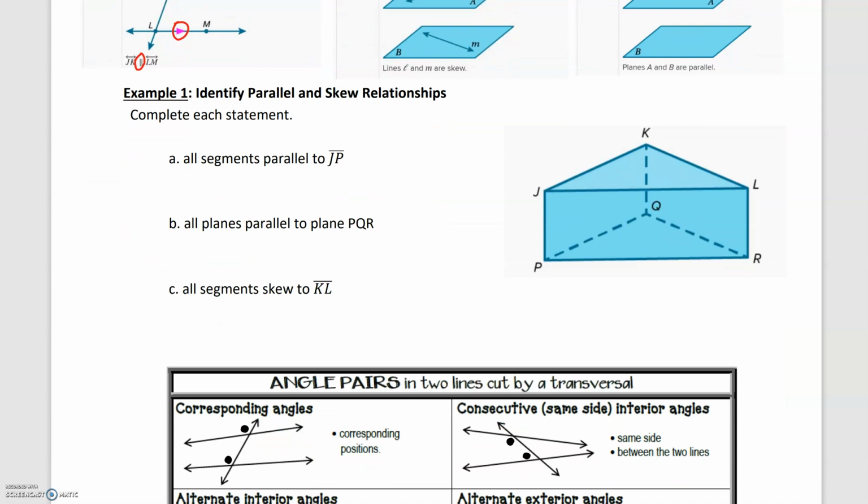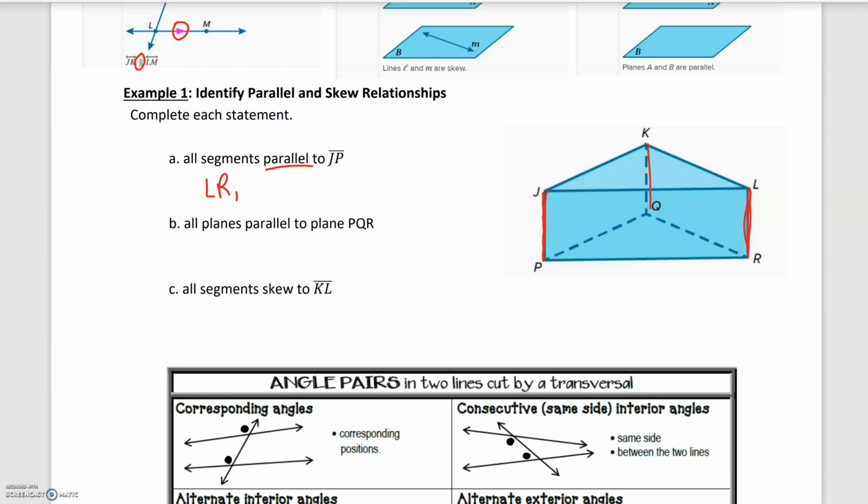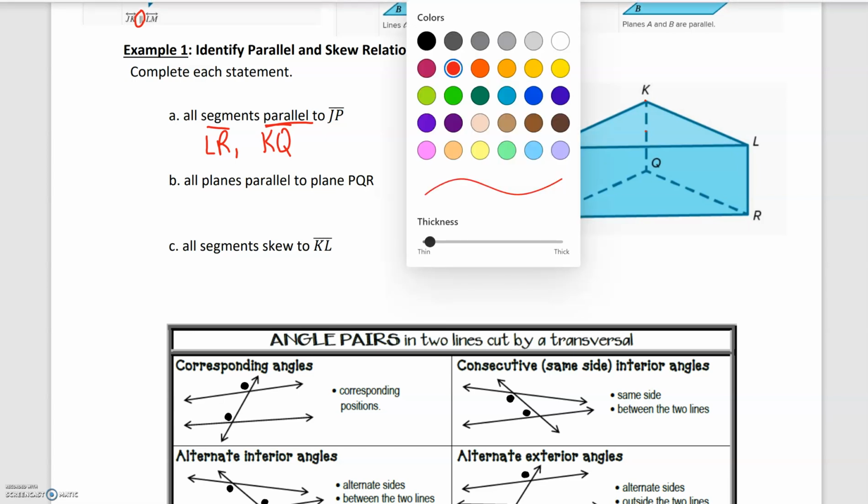So let's go ahead and identify all of the parallel segments to JP. So I'm going to go ahead and highlight JP here, and we want parallel. So that would mean maybe LR, and that would also mean KQ or QK. Those would be parallel. Never touch each other there.